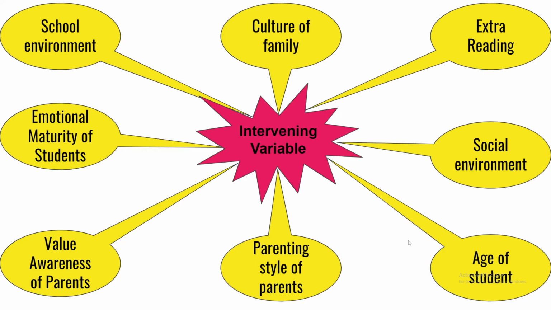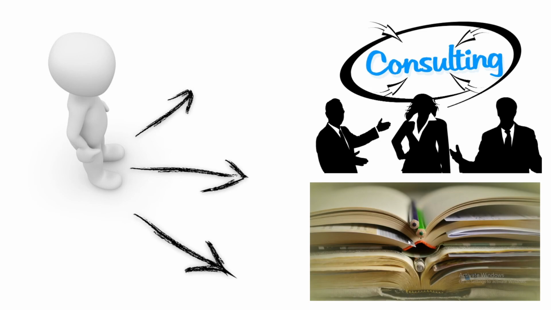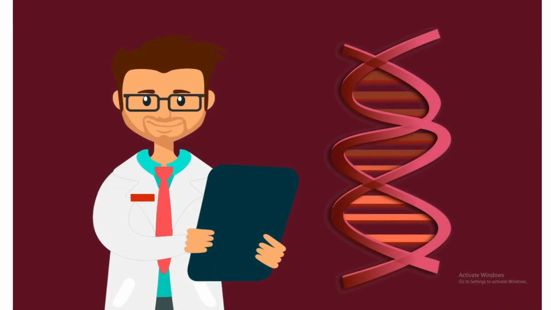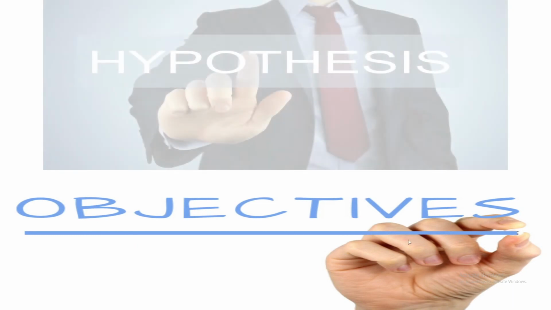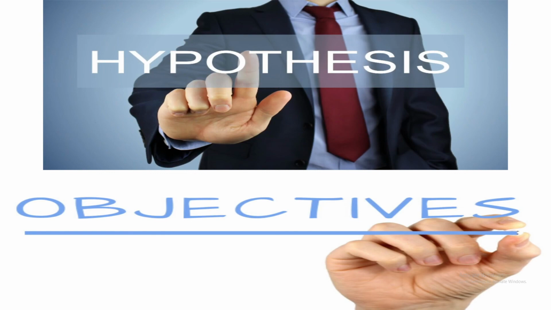The researcher has to make decisions about such variables by consulting experts and by referencing and reviewing the theoretical literature and earlier related research. Actually, the variables of the study are decided by deciding the objectives of the study and formulating the hypothesis of the study. We will learn about the objectives in the next lecture.